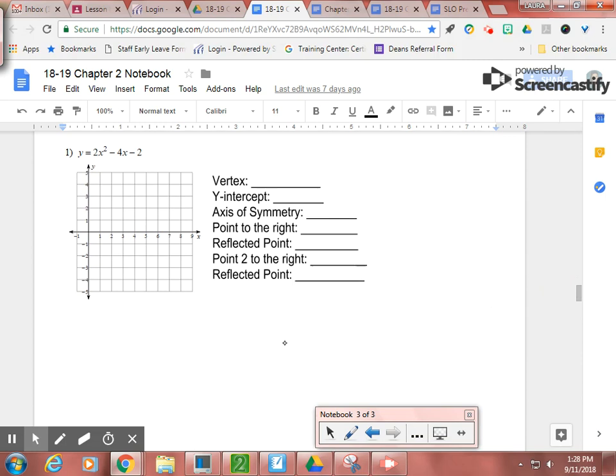So first thing we want to do is find the vertex. Remember that the x-coordinate of the vertex is negative b over 2a. In our case, we already have a negative 4, so the opposite of negative 4 is positive 4, divided by 2 times 2. So 4 over 4 is 1. So 1 is the first part of my vertex.